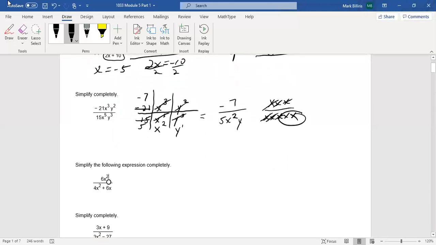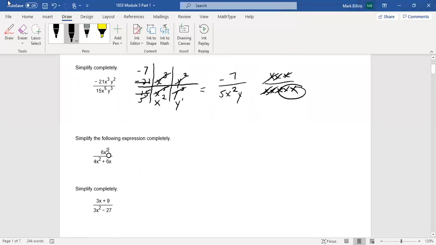So our next problem, we're also simplifying. One thing I want you to keep in mind is that 4x squared plus 6x is a single factor. We cannot reduce these individually. So what we're doing is looking at a value that divides into both 6x squared and into 4x squared plus 6x. Whenever you have a polynomial, something subtracted or added together, you want to factor.